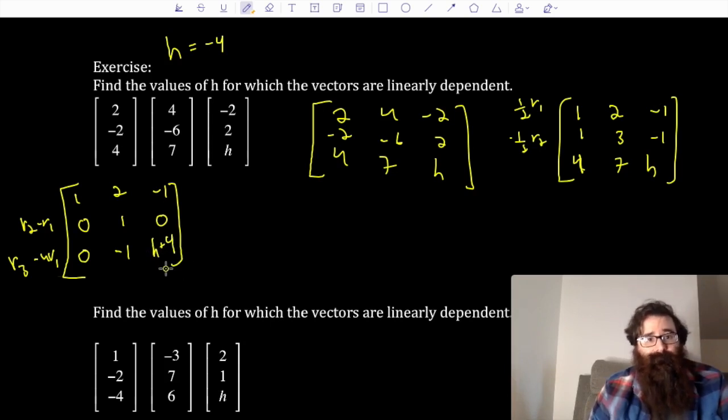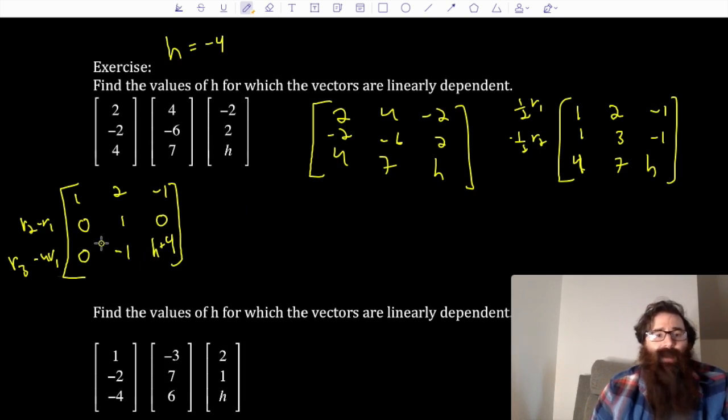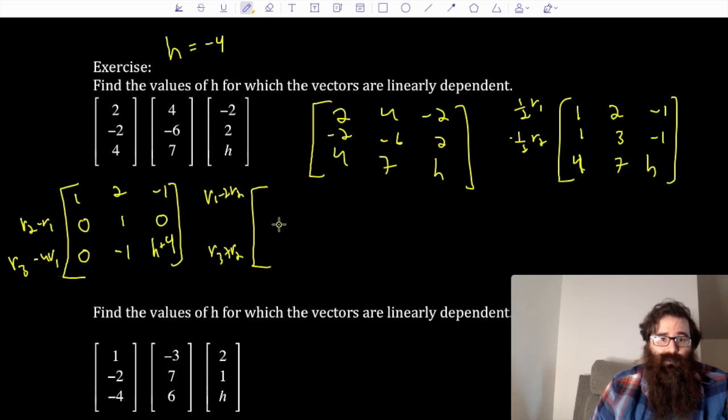Now what I can do from there is I can actually use row 2 to eliminate above and beneath it, the 2 and the -1. So I'll say, well, let's go ahead and replace row 1 with row 1 minus 2 row 2, and replace row 3 with row 3 plus row 2. I'm going to rewrite row 2 to start, right in the middle. But then in row 1's position, I get 1 minus 2 times 0 is 1, 2 minus 2 times 1 is 0, -1 minus 2 times 0 is -1. And then here in row 3's position, we would say, okay, 0 plus 0 gives me 0, -1 plus 1 gives me 0, and then h plus 4 plus 0 gives me h plus 4 back.